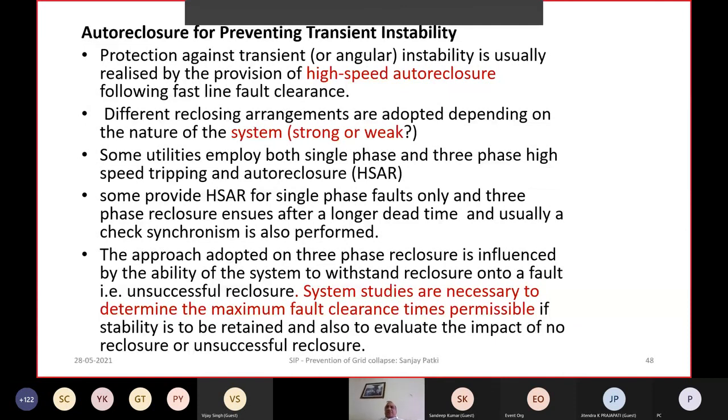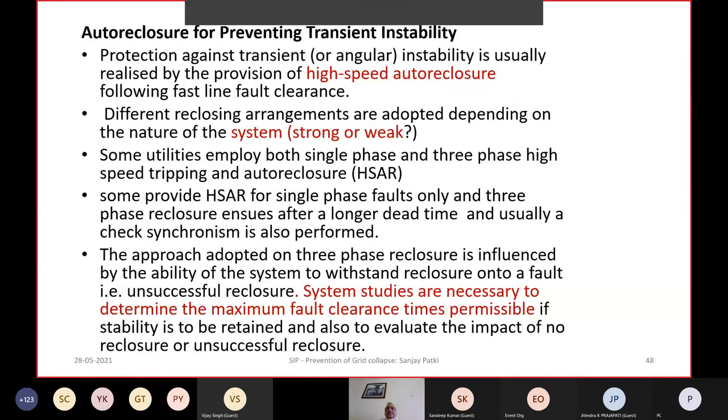And to avoid tripping of the line, you avoid all three pole tripping. You trip only one pole and auto reclose on the same pole. So on 400 kV system, we have single phase auto reclosure. 220 kV and below, we may have three phase tripping and three phase auto reclosing. But this is basically to prevent this transient instability from taking place.